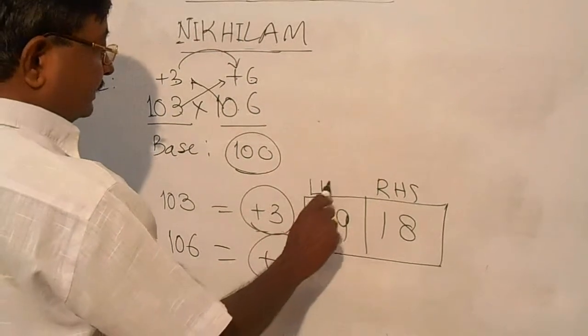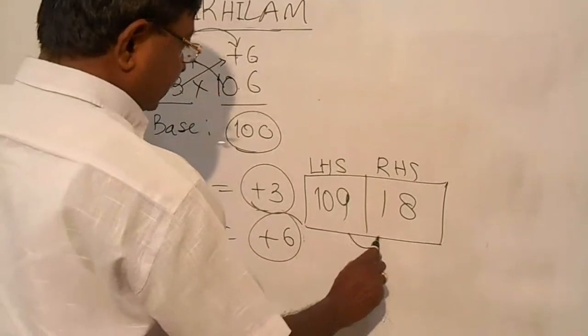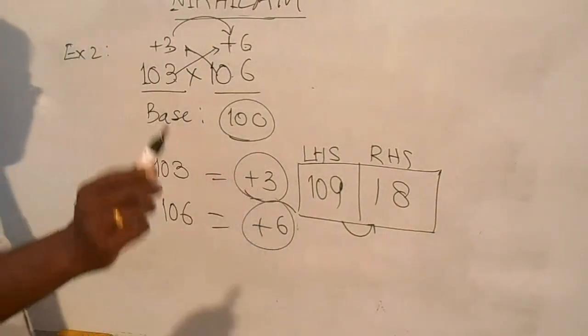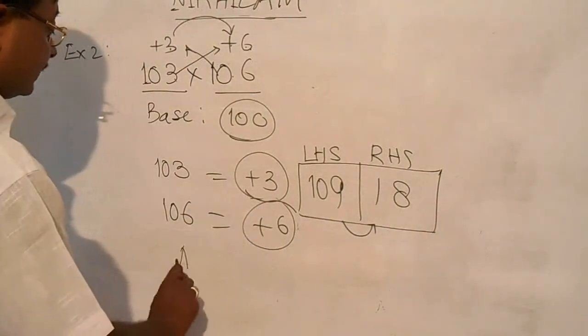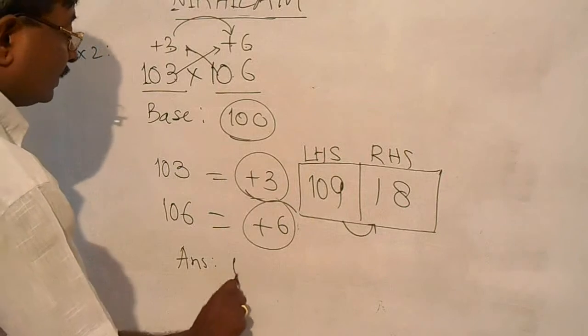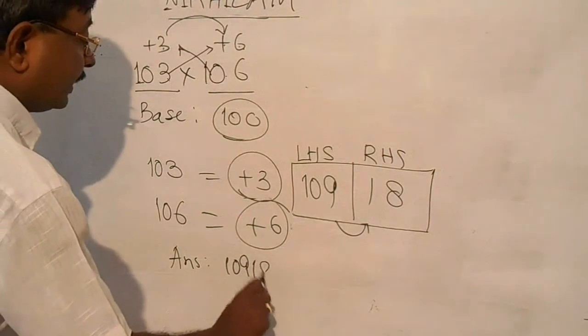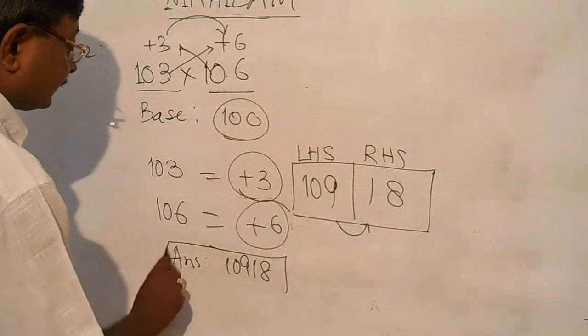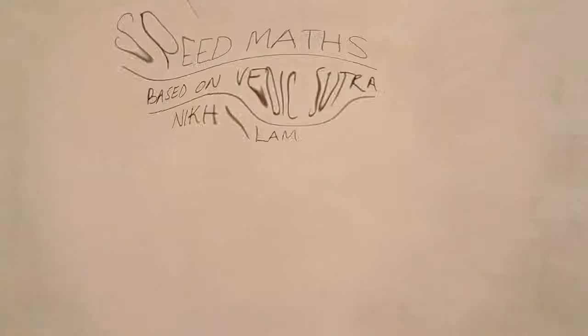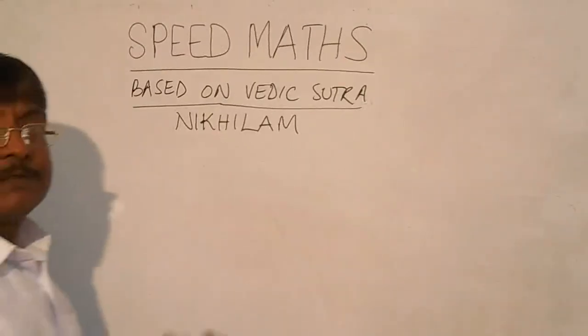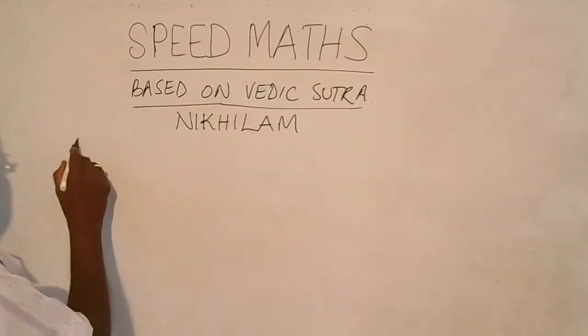Forming the LHS, the next step is to join the LHS and RHS, forming the answer. My answer here is 10918. Okay, let us look into the next sum, example number 3.